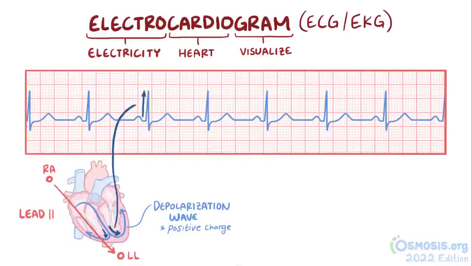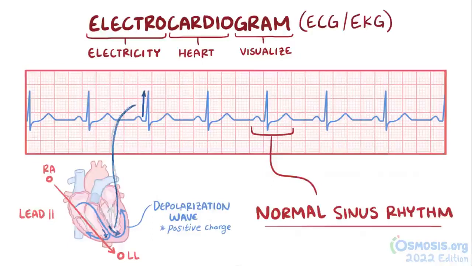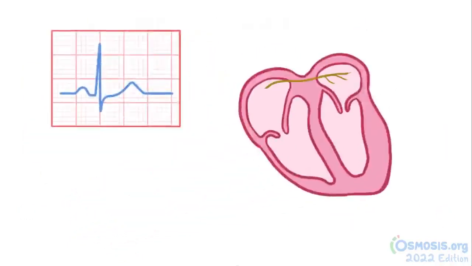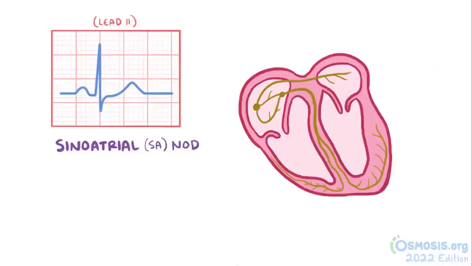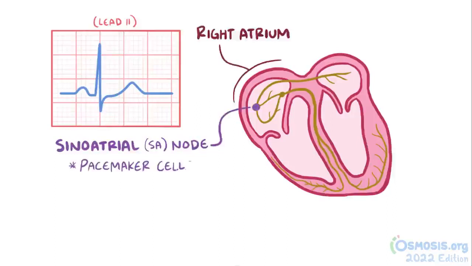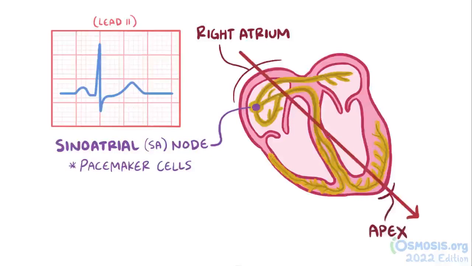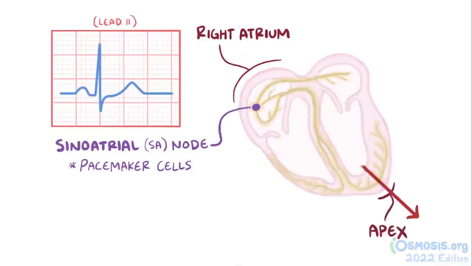To read an ECG, it's really helpful to first understand what a normal sinus rhythm looks like. To do that, let's look at a single heartbeat on an ECG, from the viewpoint of lead 2. In a healthy heart, everything starts at the sinoatrial node, or SA node, which is a little patch of tissue in the wall of the right atrium full of pacemaker cells. When one of these pacemaker cells depolarizes, a wave of positive charge spreads outward, and overall it moves from the SA node towards the apex of the heart. So it aligns pretty nicely with the lead 2 vector.